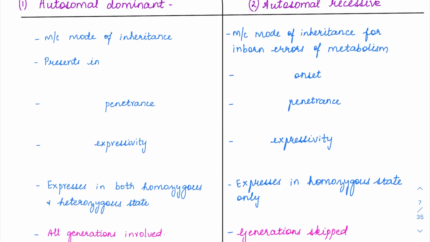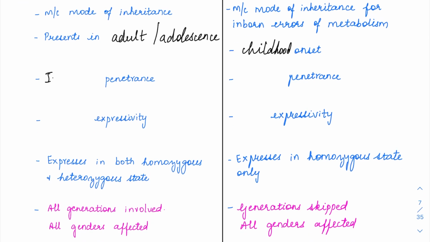So usually autosomal dominant disorders tend to present in adulthood. So adolescence or adulthood is the time in which the autosomal dominant disorder manifests, while an autosomal recessive disorder usually manifests in childhood itself. So childhood onset. While the penetrance in autosomal dominant is going to be incomplete penetrance along with variable expressivity, in autosomal recessive it is going to be complete penetrance and 100% expressivity.